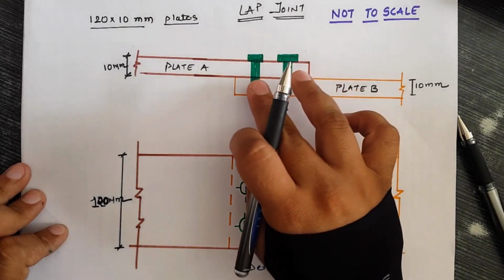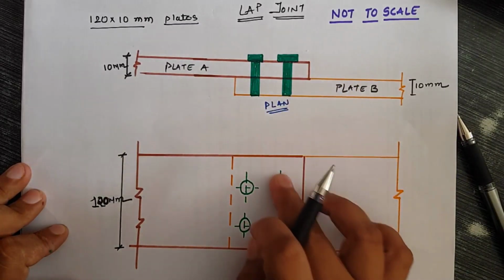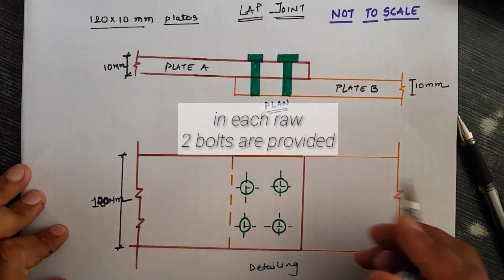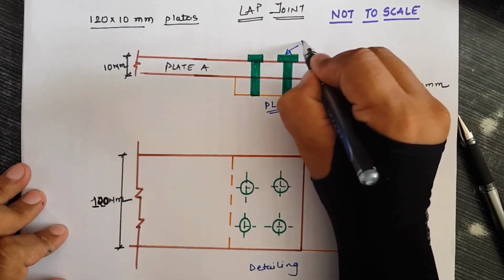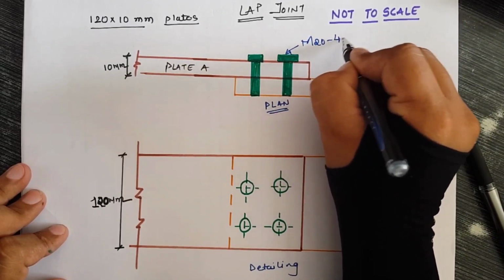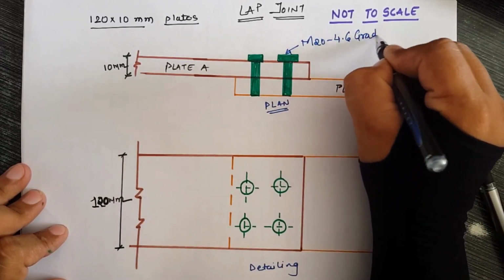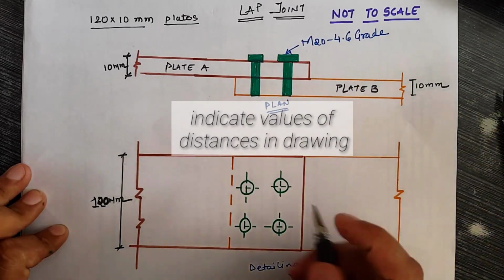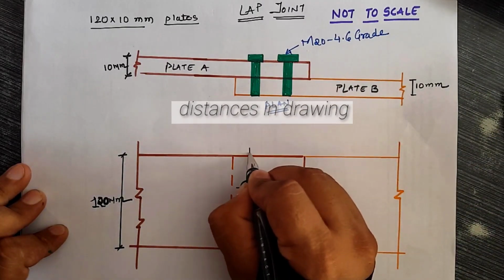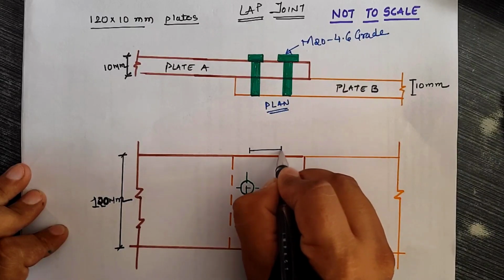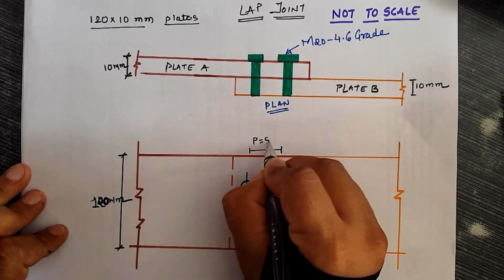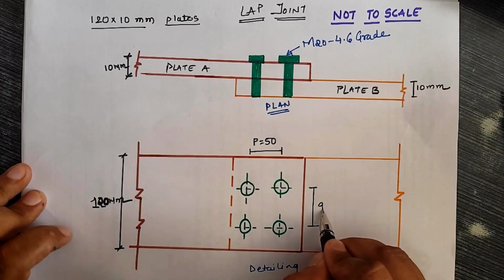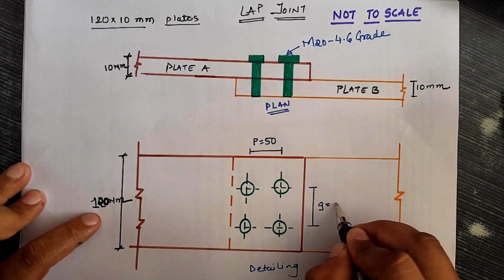Now we have to provide a total of 4 bolts. I have assumed that 2 columns and 2 rows are provided. This bolt is M20 4.6 grade, and we have to notate all the distances. The distance in the direction of load is known as pitch. The distance in the direction perpendicular to the load is known as gauge.